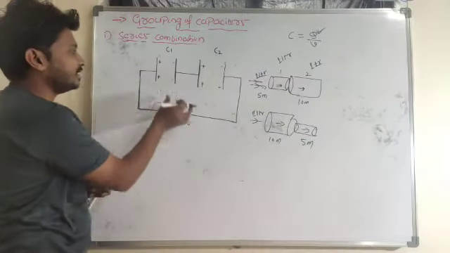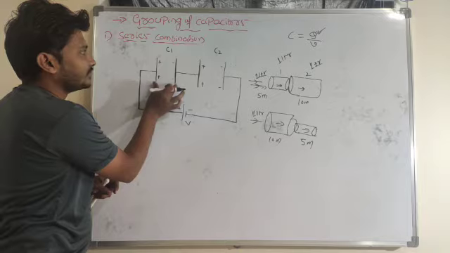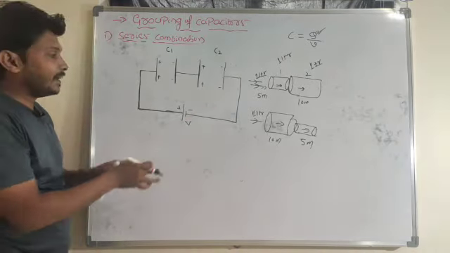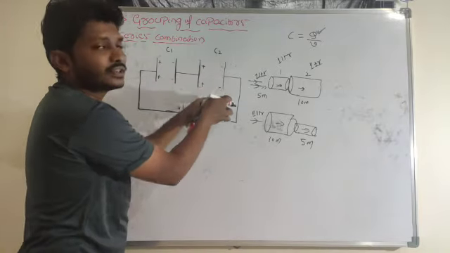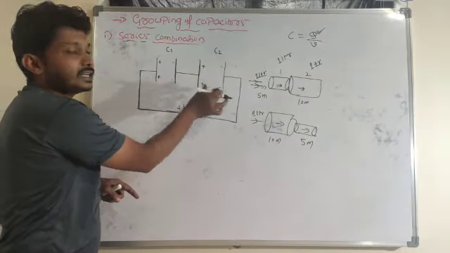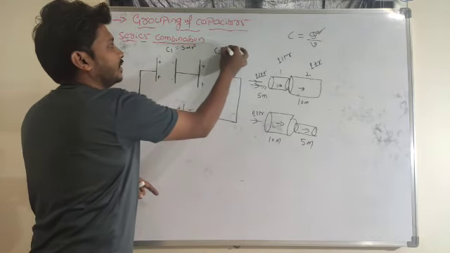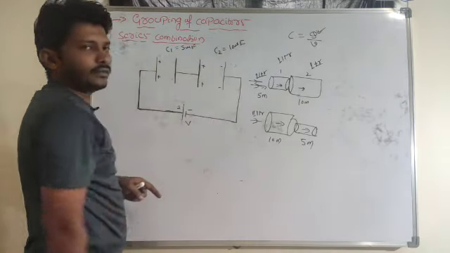So in a series combination, the quantity of charge in the first capacitor is equal to the quantity of charge in the second capacitor. Why? Because the same amount of charge flows through the first as well as the second capacitor, whatever its value. For example, if it is 5 microfarad and it is 10 microfarad.